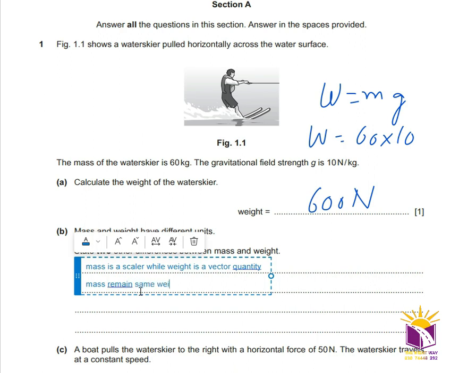Okay, second one, we know that mass remains the same, weight changes with change in gravitational field strength. Because it depends upon gravitational field strength, so it changes with the change in the gravitational field strength. So mass remains same always, and weight changes with change in the gravitational field strength.